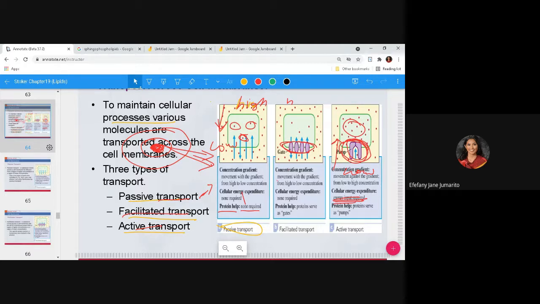Okay, so if we have passive transport, those molecules like oxygen, nitrogen, and water can cross the cell membrane through passive transport. Those water, oxygen, and nitrogen are small molecules.